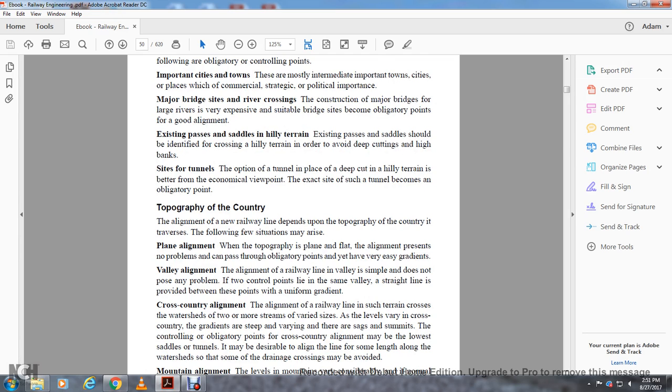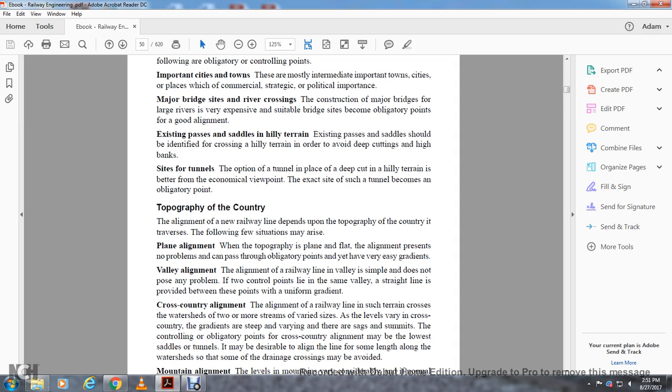Plain alignment. A topographically plain and flat alignment presents no problem, and there are no obligatory points, for they are easy gradients. Valley alignment. The alignment of a railway line in a valley is simple and does not pose any problems. The control points lie in the same valley, as a straight line is provided between these points with a uniform gradient.